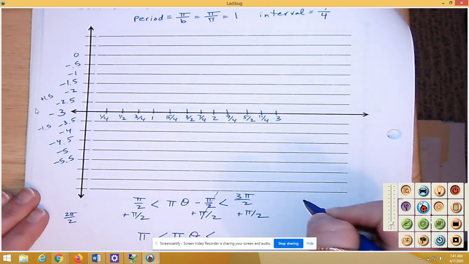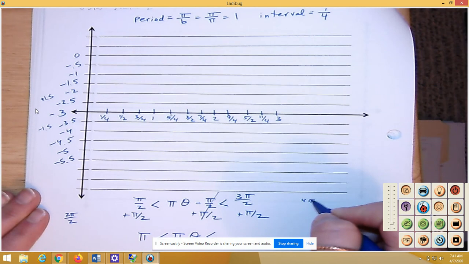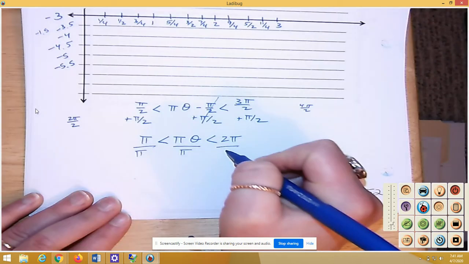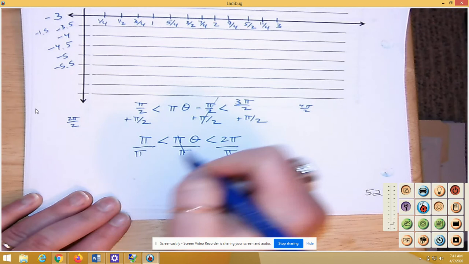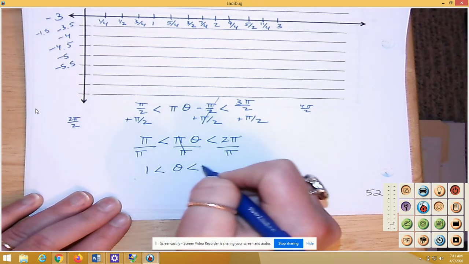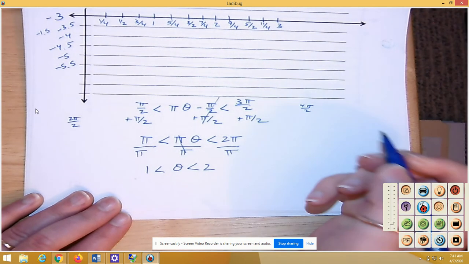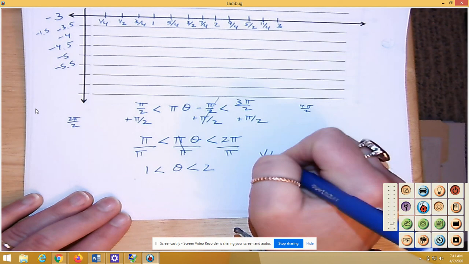And you might see where this is going now. And it makes a lot of sense because our period did not have pi in it. It was just 1. So now I'm going to divide all 3 parts of my inequality by pi. And then I'm going to get 1 is less than theta is less than 2, which makes sense because my vertical asymptotes will be x equals 1 plus k. Okay, k being my integer.